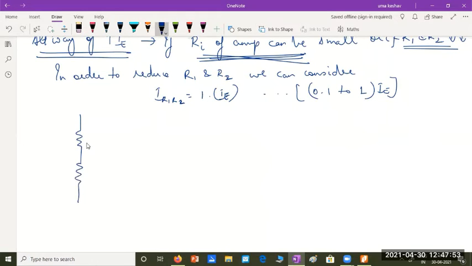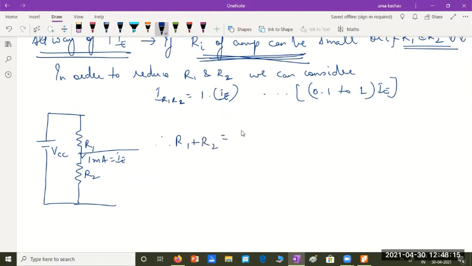Again, you have this potential divider R1, R2. The current through this is equal to IE, 1 times IE. And as usual, you try to find the sum of these two resistors. Therefore, what is R1 plus R2? 12 volts divided by 1 milliampere. How much will it be? 12 kilo ohms, correct?